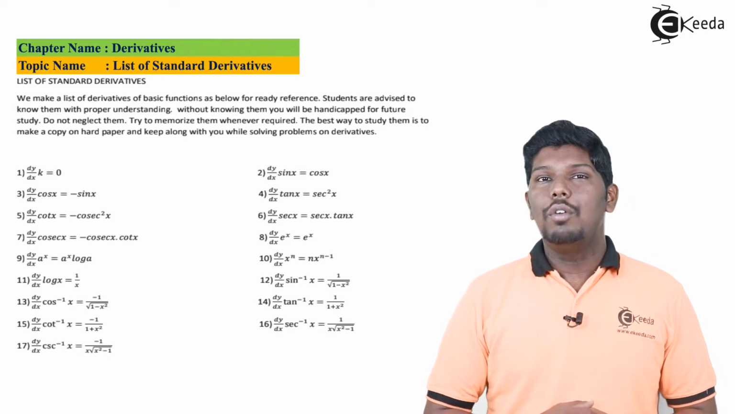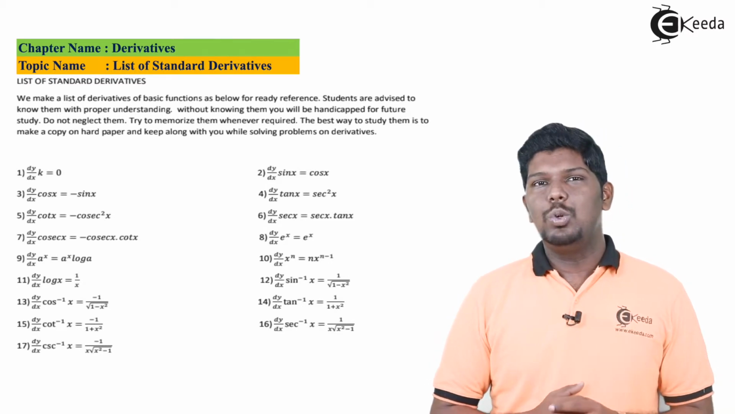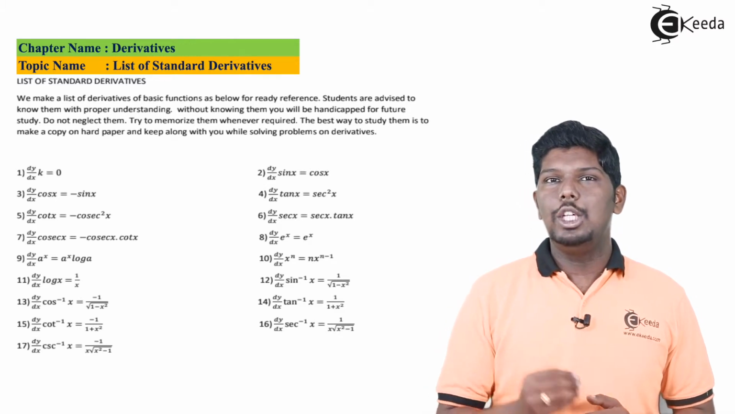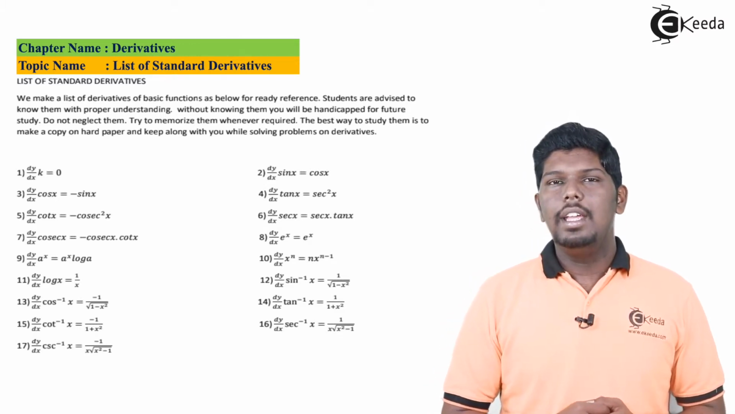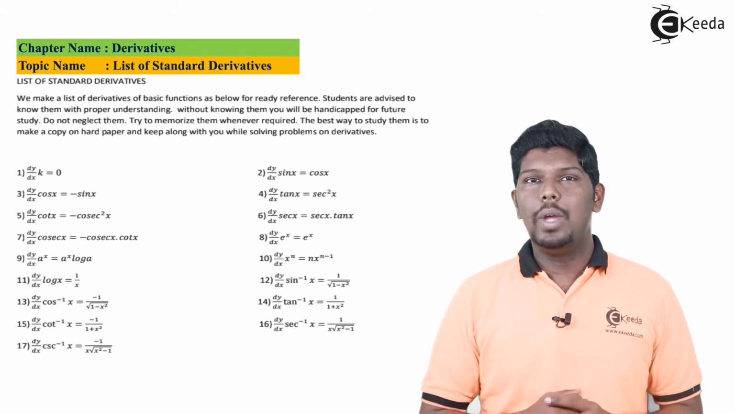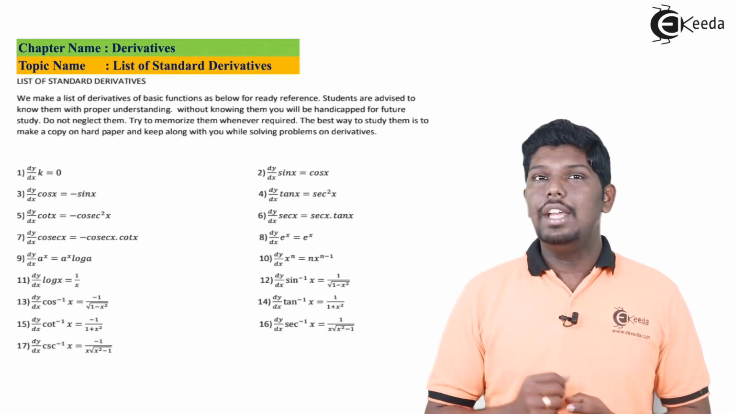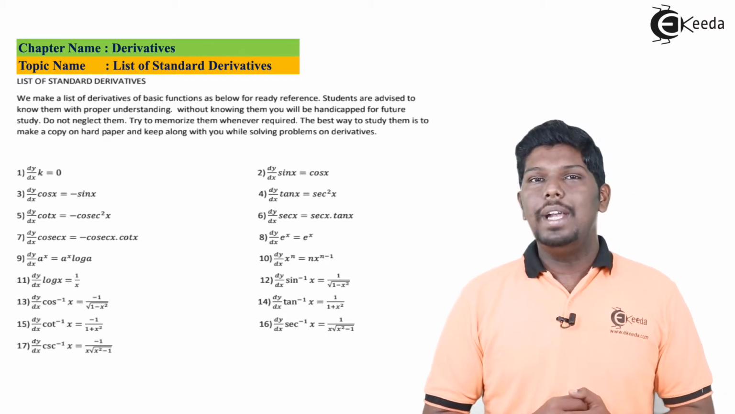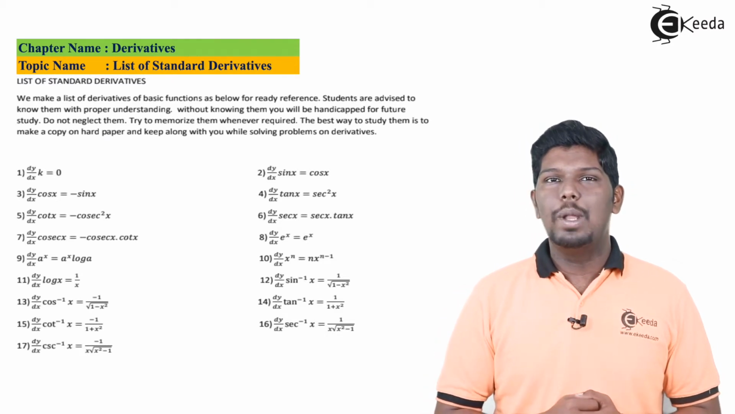Next, the derivative of e raised to x will give you e raised to x only. While if you have derivative of a raised to x, it will give you a raised to x log a. Similarly, if we have derivative of x raised to n, which is an algebraic function, its derivative will be n x raised to n minus 1. And the last one will be derivative of log x, that will be equal to 1 by x.